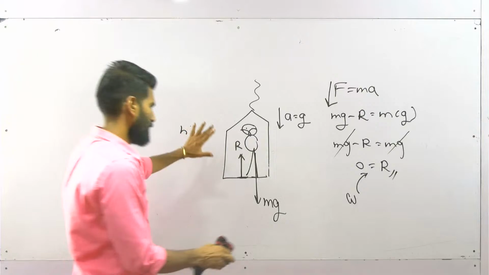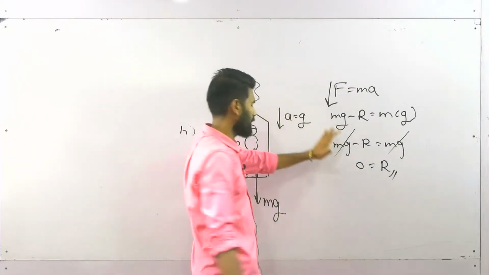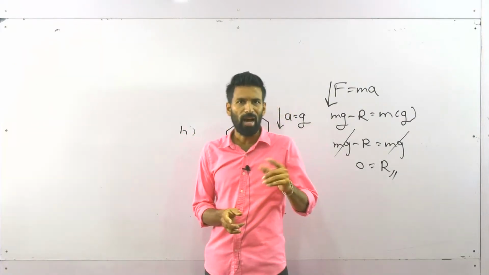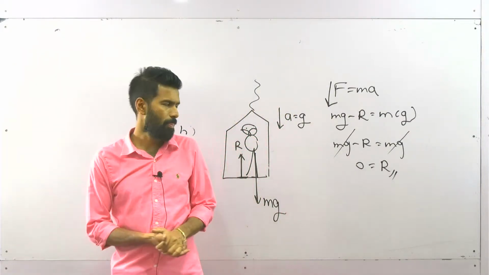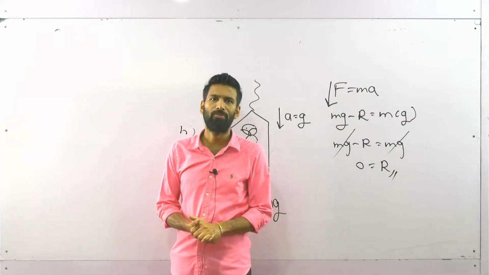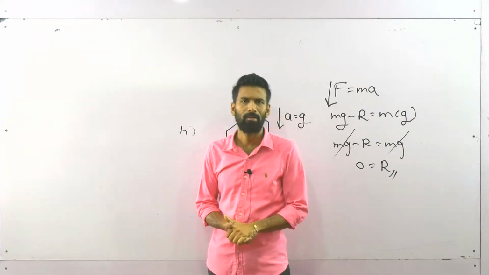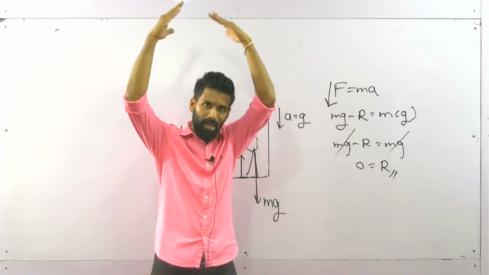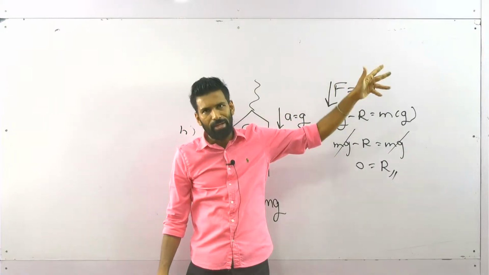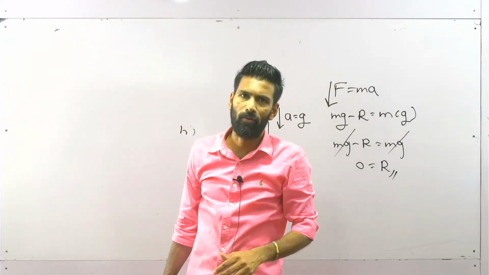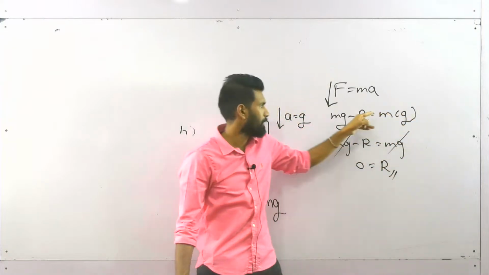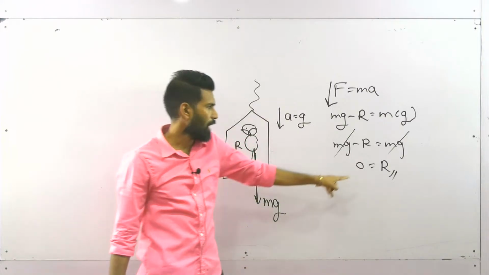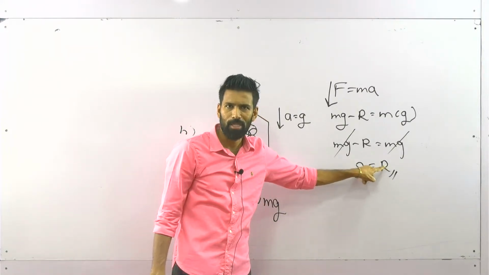Before writing this, write this small star mark. We feel R as weight. I'll give it in a shortened manner. We feel R as our weight if we are in a free fall, if we are in a free fall with a equals g. With a equals g, R will become 0.